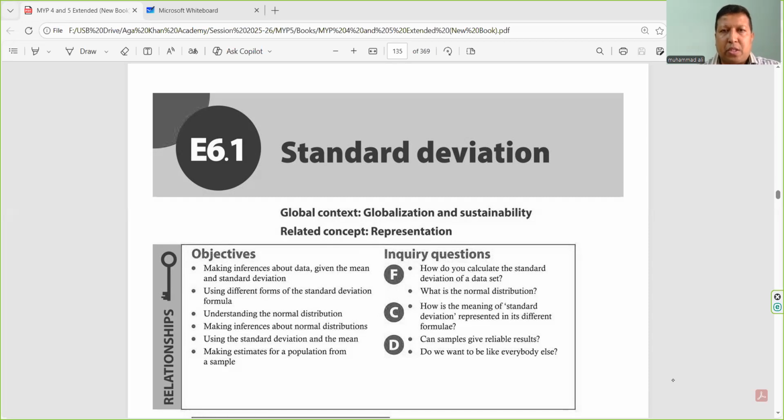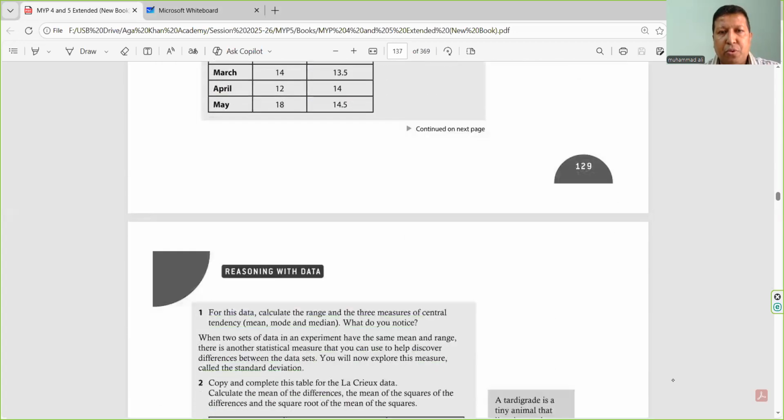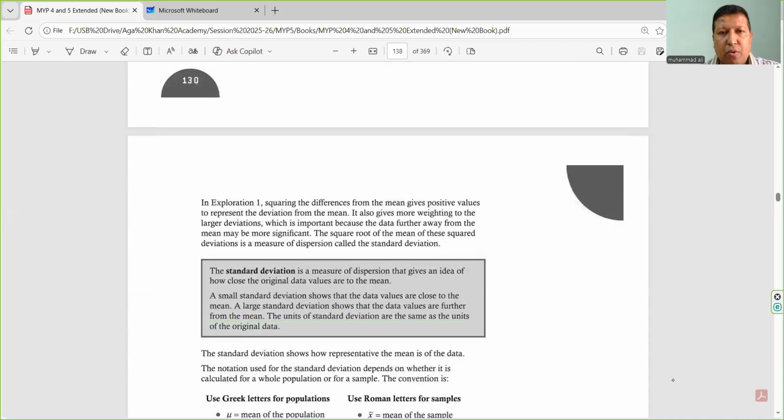Today we will discuss standard deviation. It is an MYP5 extended math topic. So for standard deviation, we have to see this formula.